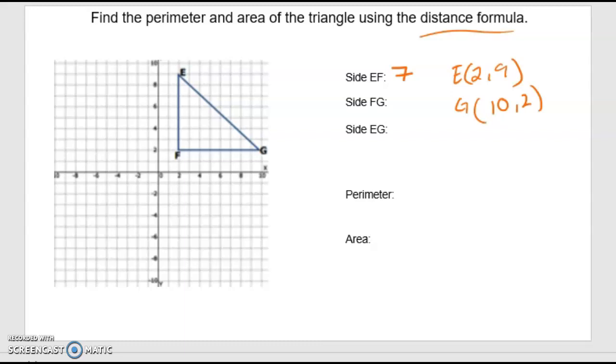I'm going to go back real quick. I hope this doesn't confuse you, but FG I can go ahead and count too. So 1, 2, 3, 4, 5, 6, 7, 8.